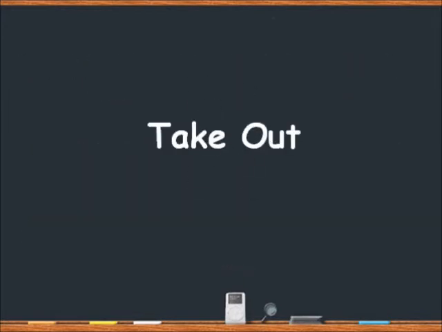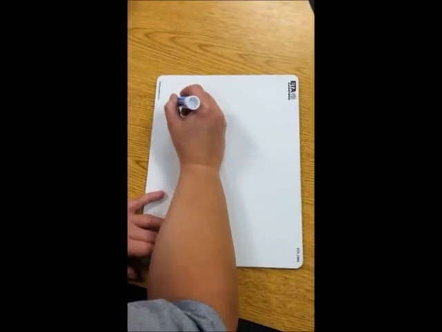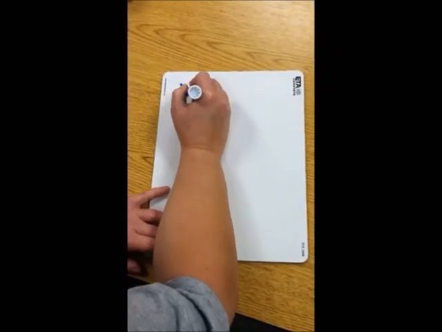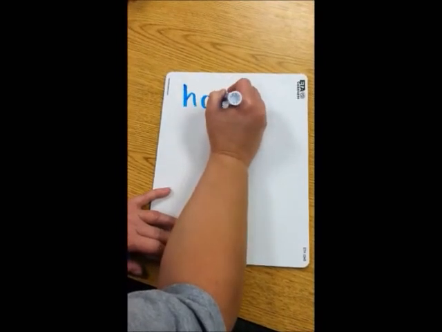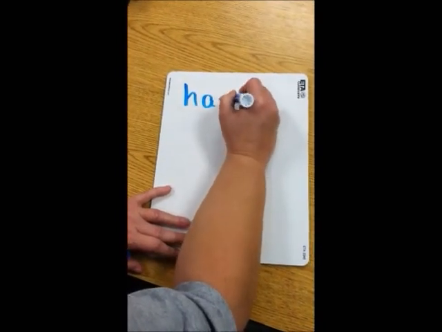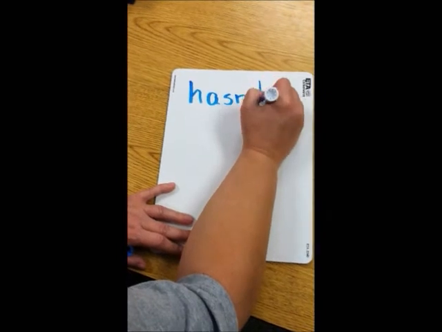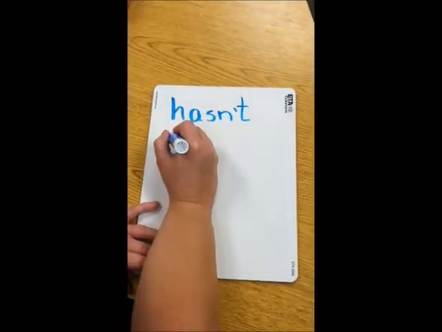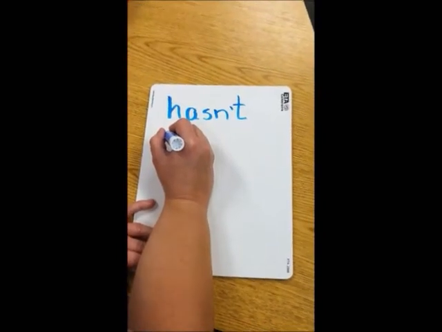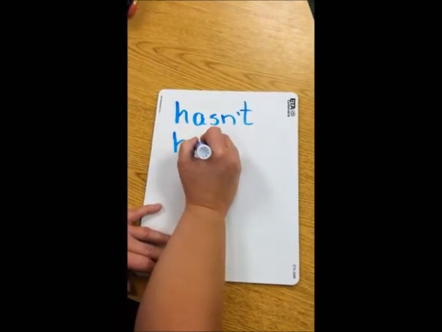First, we are going to take out the apostrophe. We are going to use the word hasn't for an example. You will spell this H-A-S-N apostrophe T. Next, you will respell the word H-A-S-N-T, but it will have no apostrophe.